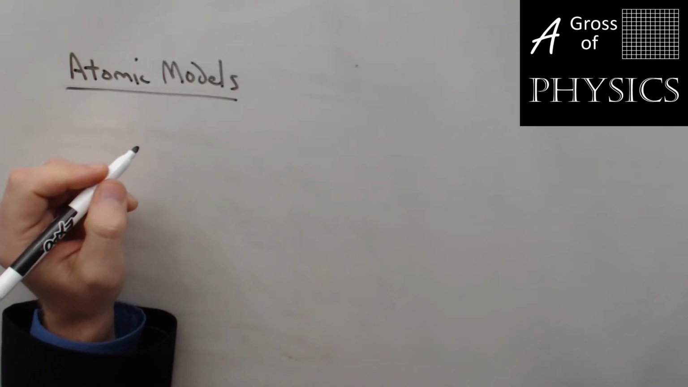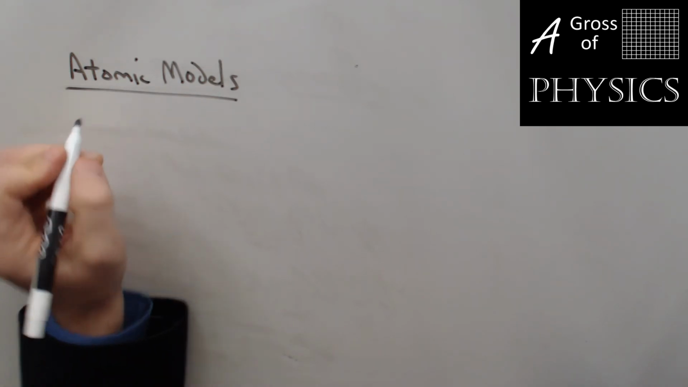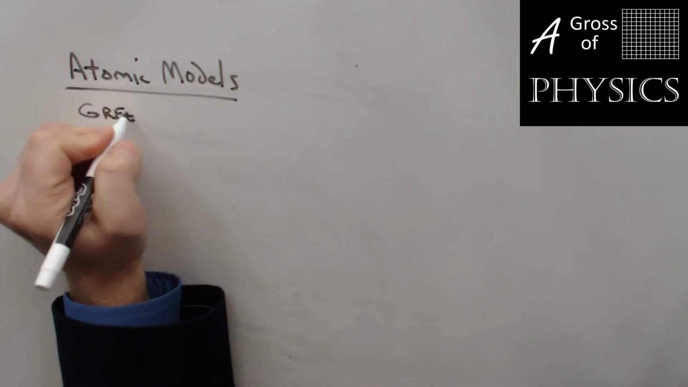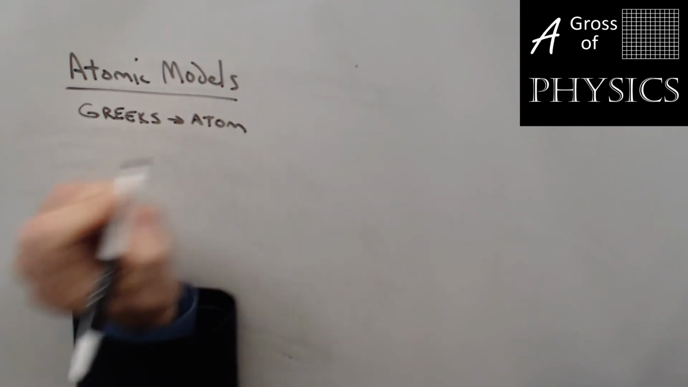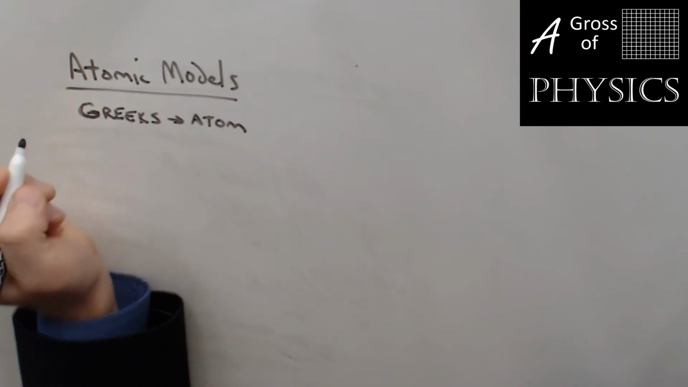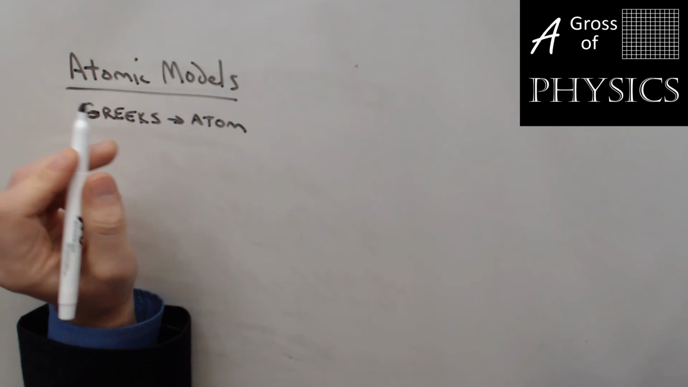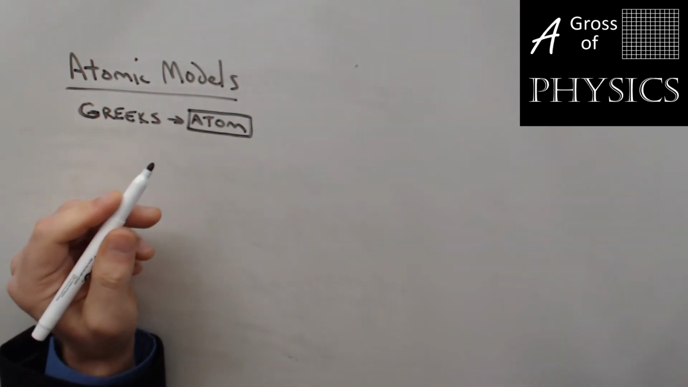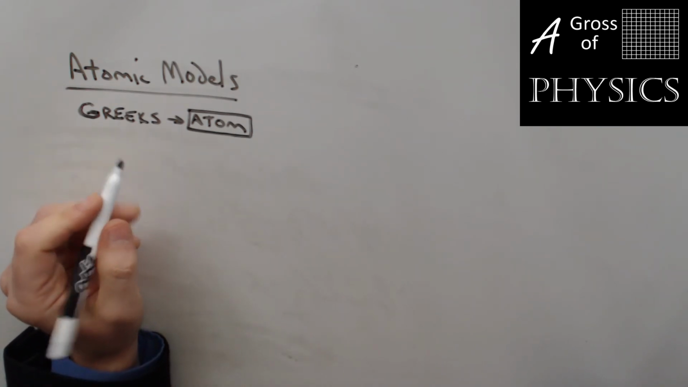All right, what I'd like to do now is just go through a brief history of the atomic models. Originally, we had the Greeks who named the atom, and atom means indivisible. So the ancient Greek philosophers believed that the smallest building block of matter was the atom, and they called it the atom because it means indivisible or unable to be broken in Greek.